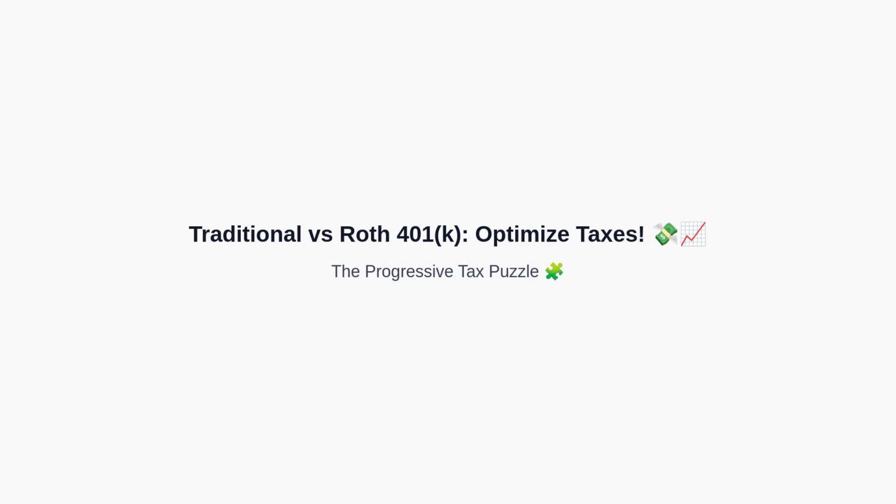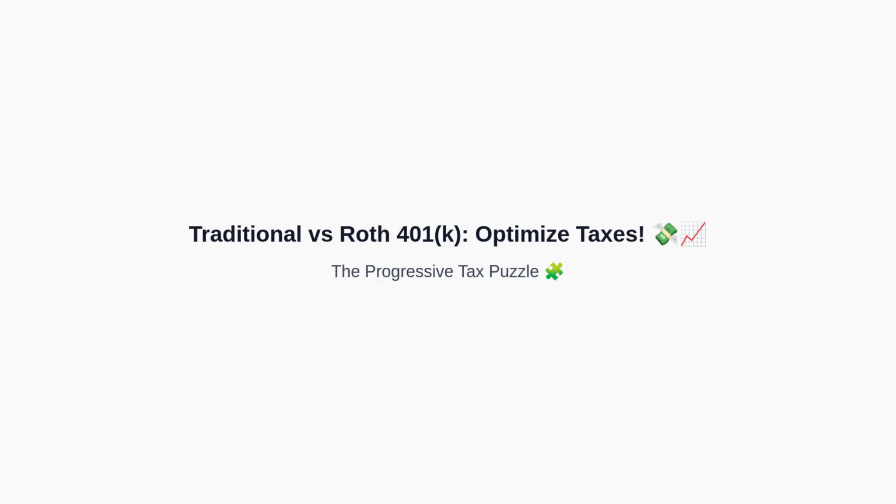Welcome to today's video on optimizing your retirement savings using the tax code more intelligently. We will unpack traditional versus Roth 401ks, why the difference matters, and how progressive tax brackets shape the best choice. We will also introduce a practical framework to decide, walk through a numeric example, and finish with key takeaways.